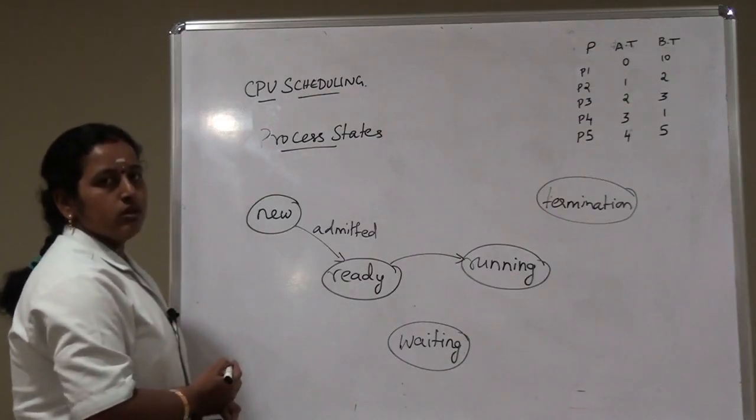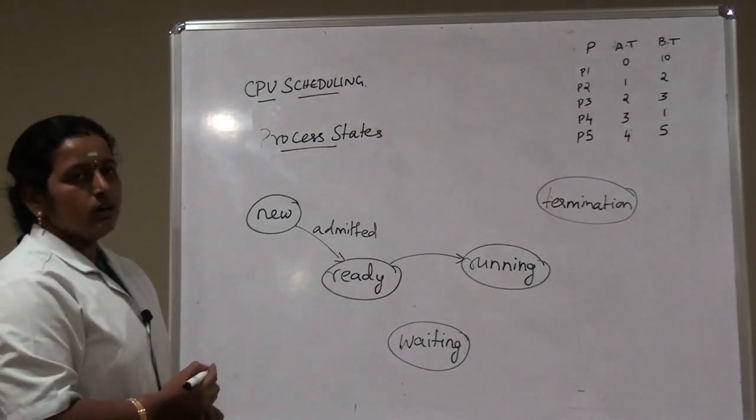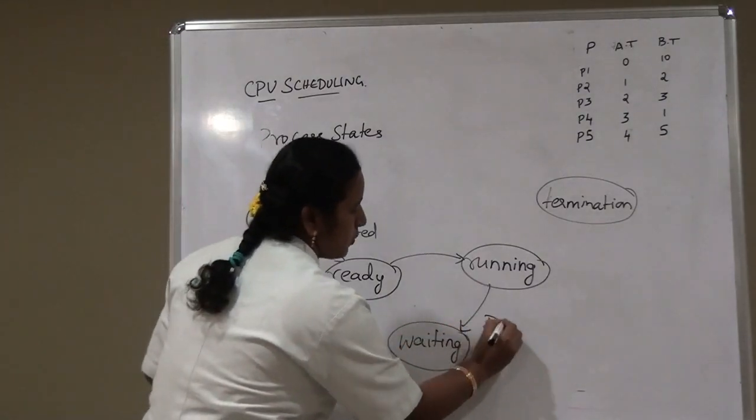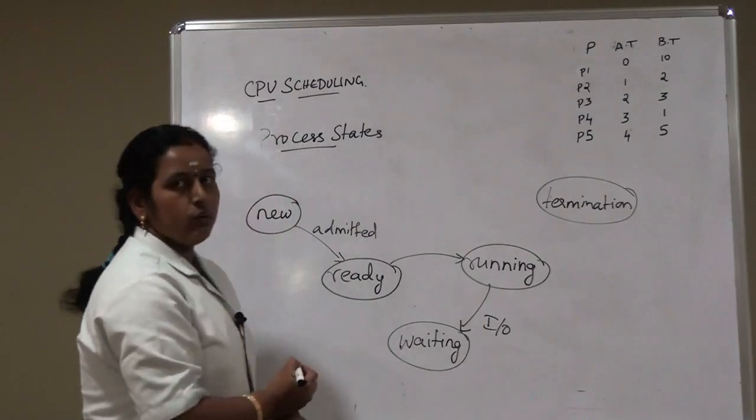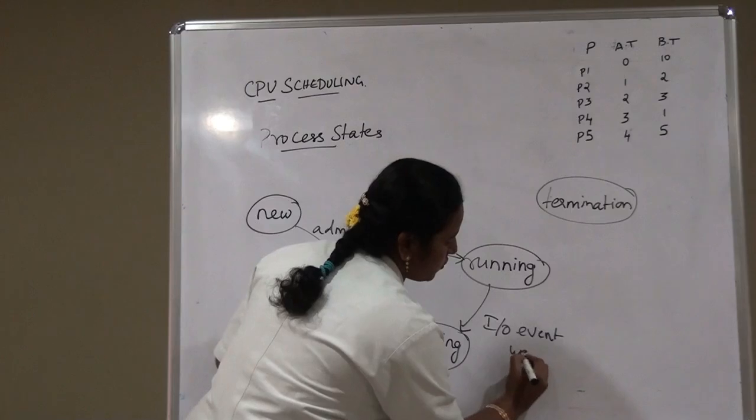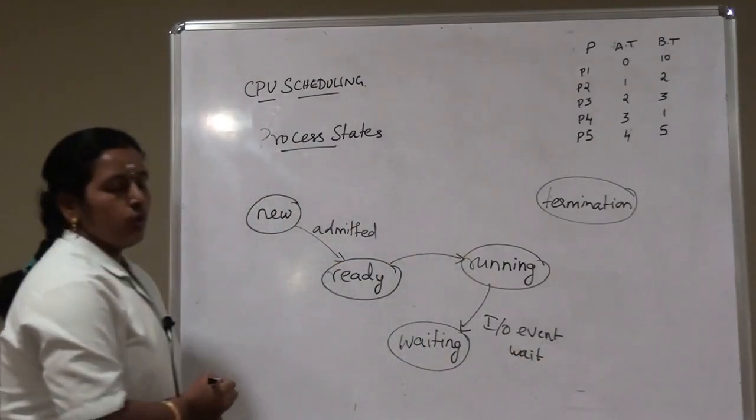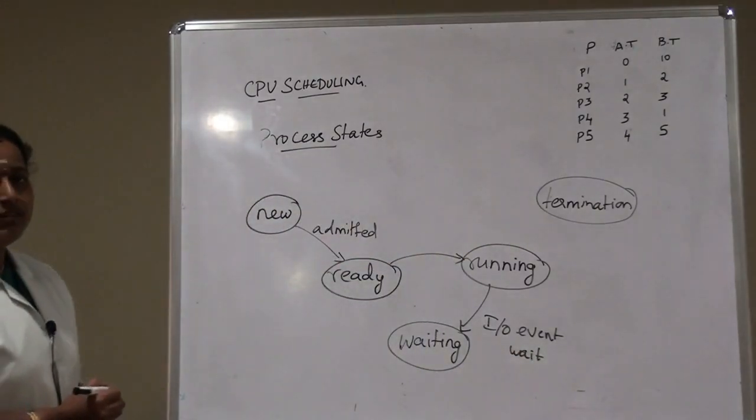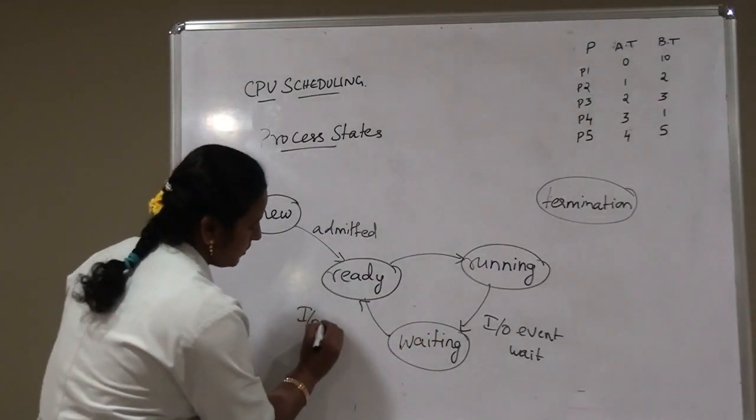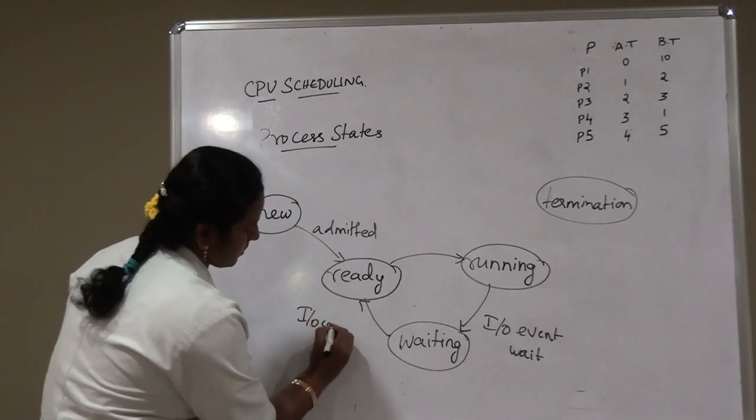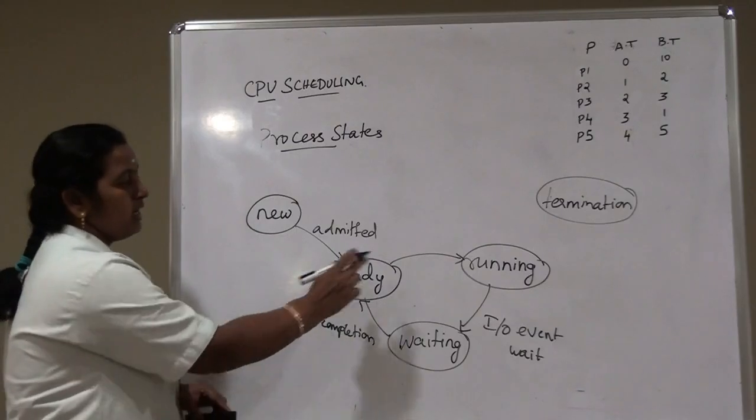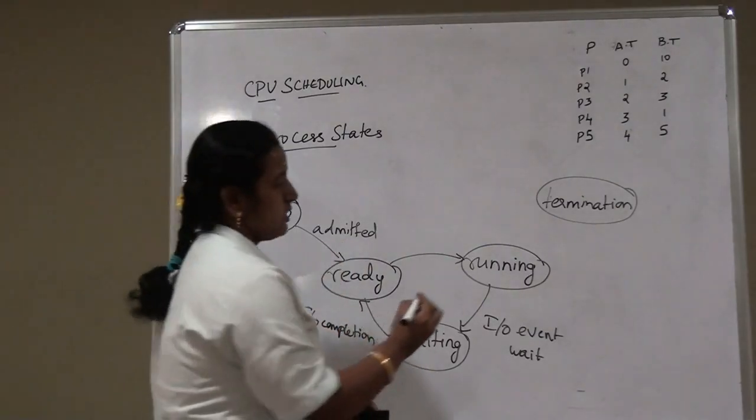Suppose it needs to be interrupted by any interruption, then it goes to the wait. It may be by any IO device or IO event that it goes to the waiting state. If the IO device event is completed, it goes again to the ready state. Then again from ready it goes to the running state, the concerned process.